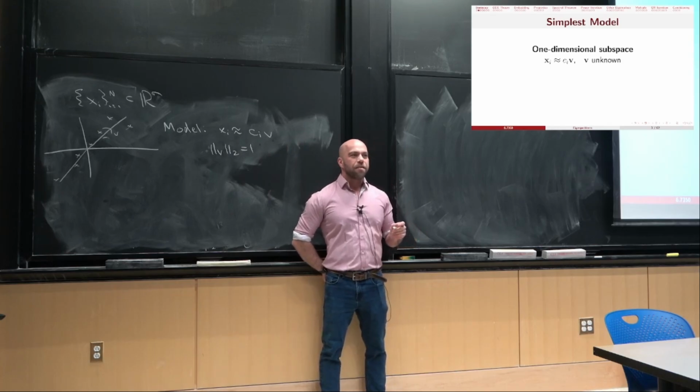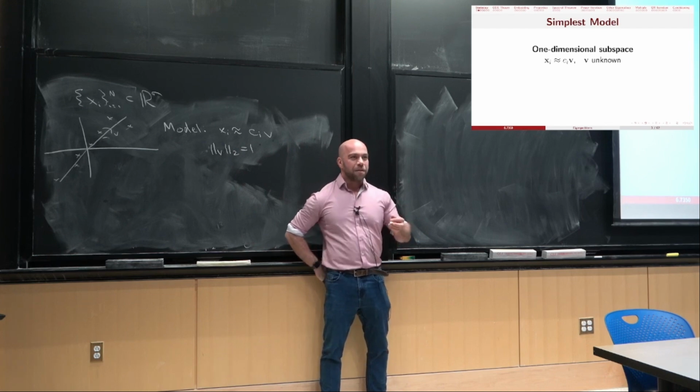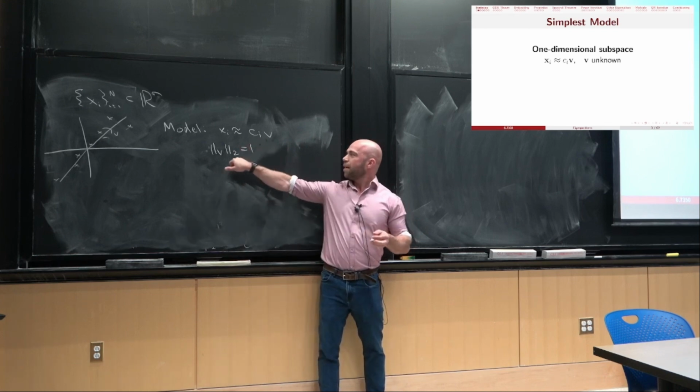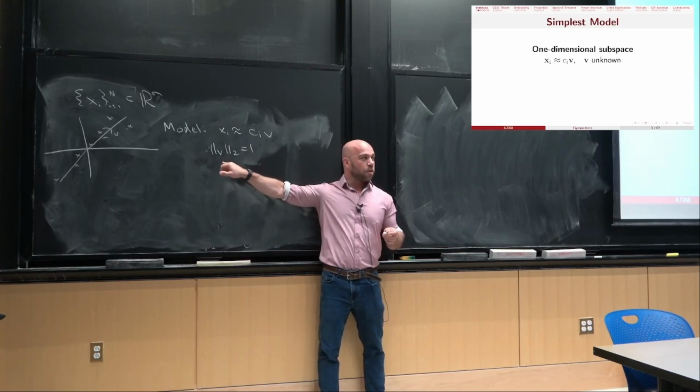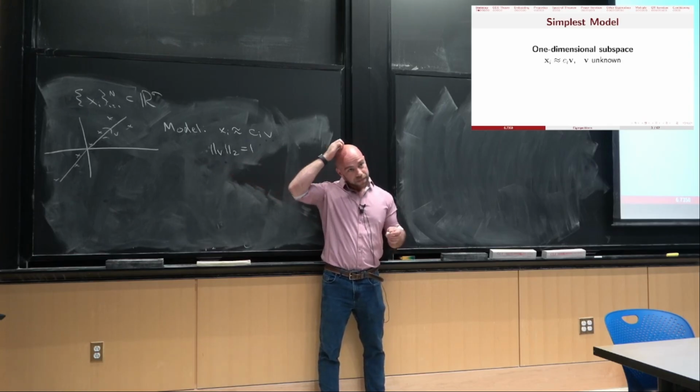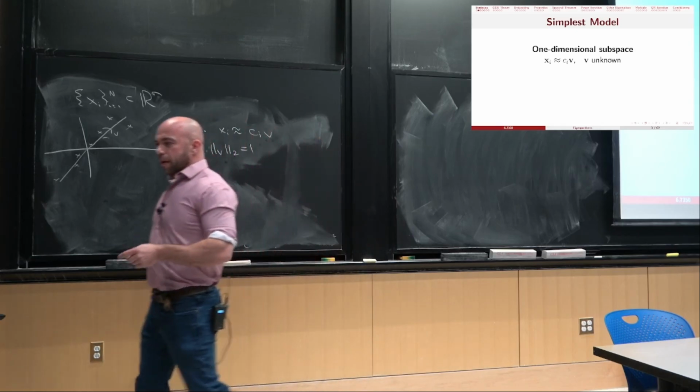Do you see how this is already a little bit different than the least squares problems we've considered in the past, where now we have an unknown variable v, and we have a constraint, namely that the norm of our variable is 1? Okay? So what are we to do?